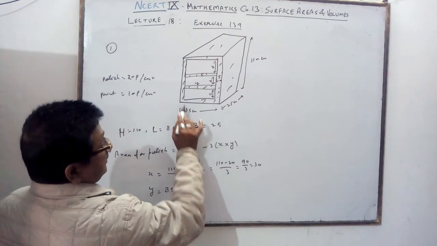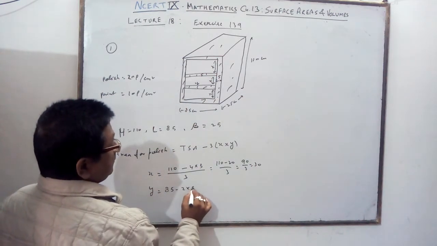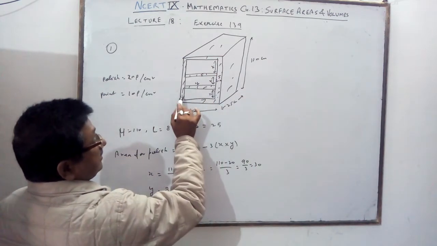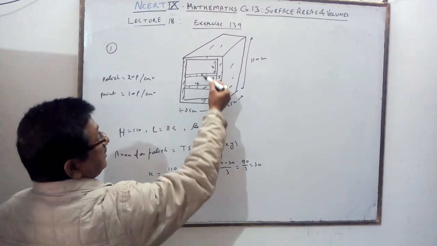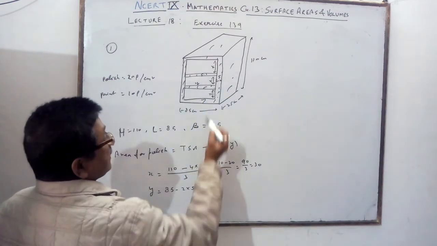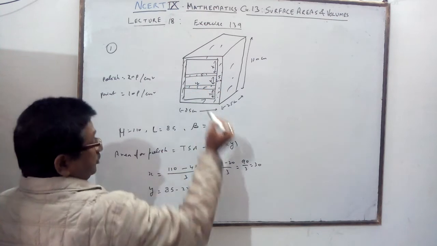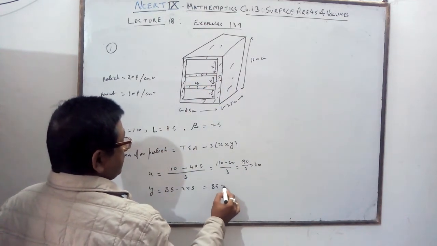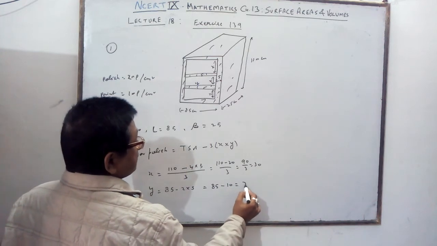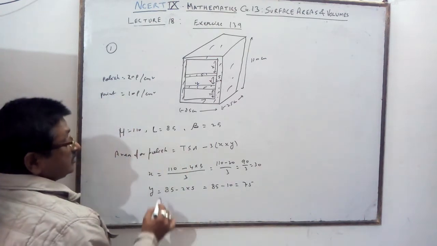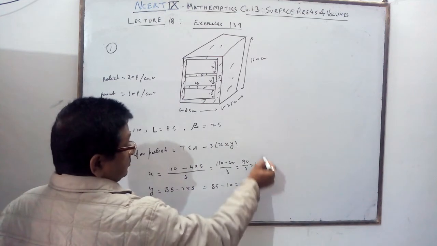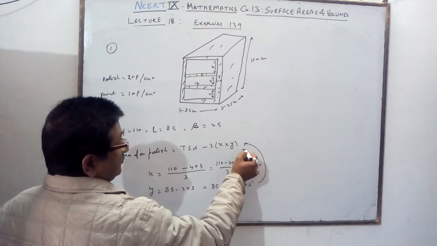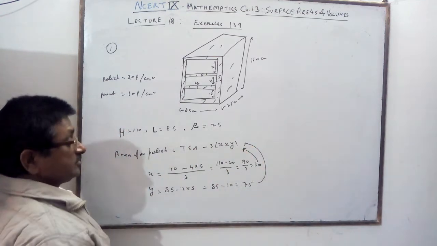Y is 85 minus 2 into 5. Thickness 5 centimeter here, 5 centimeter here. 5, 5, 5, 5, subtract 4 times. Then you will get 3 blank portions, 1/3 is this. So 85 minus 10, you will get 75. You put these two values here and you will get the area for polish.